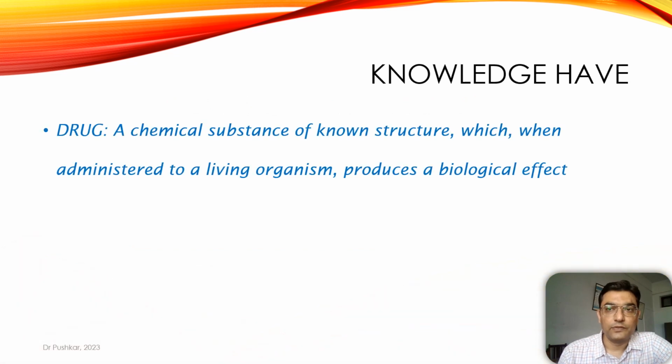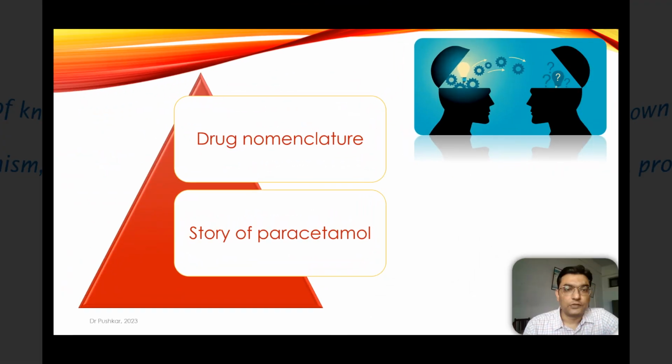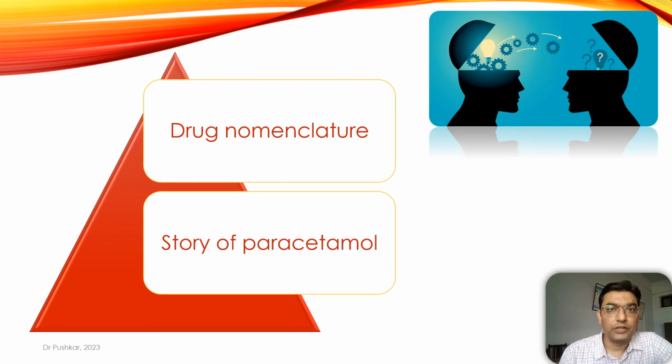So first of all, what knowledge do we have? We know that a drug is defined as a chemical substance of known structure, which when administered to a living organism, produces a biological effect. So today we are going to understand how we name a drug. But before that, let's see some interesting facts about paracetamol, one of the most common drugs used in the world.